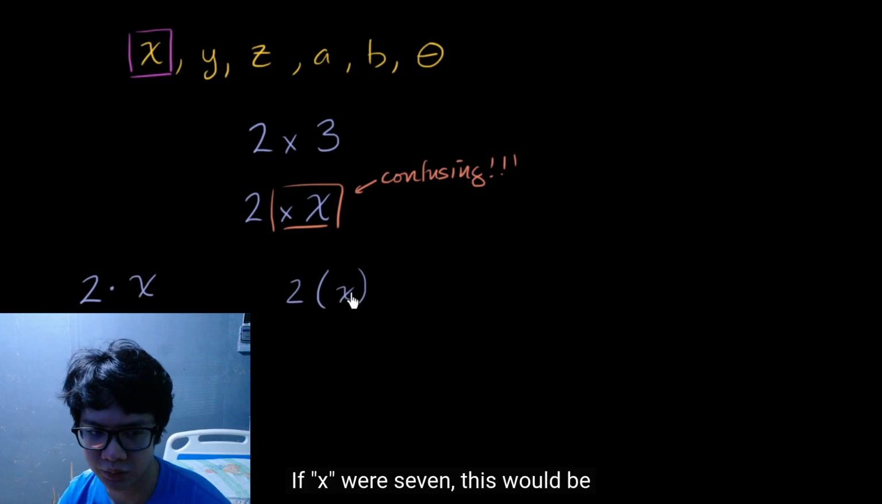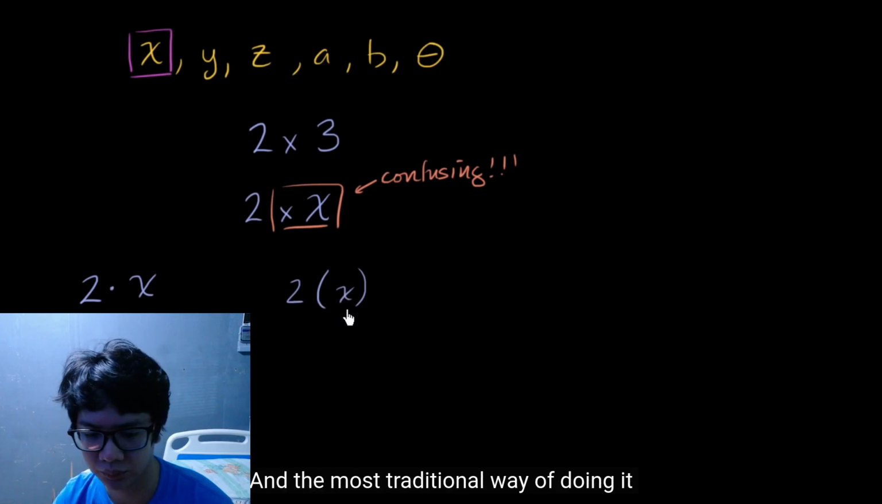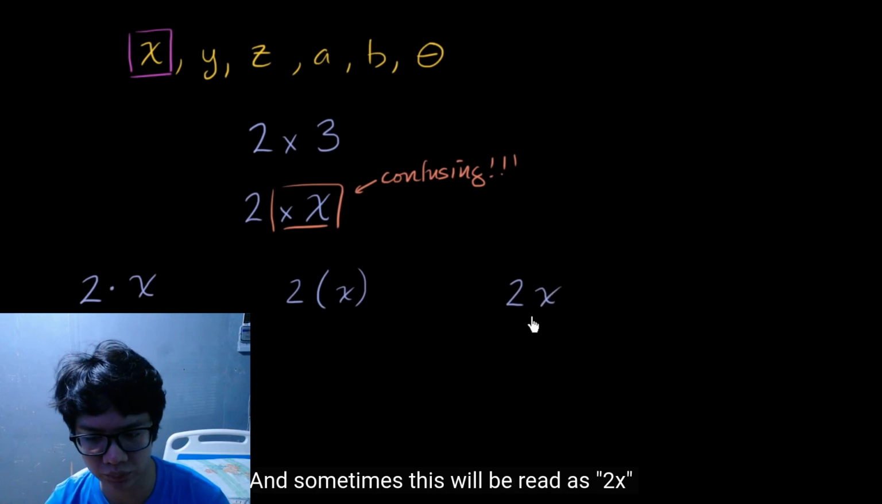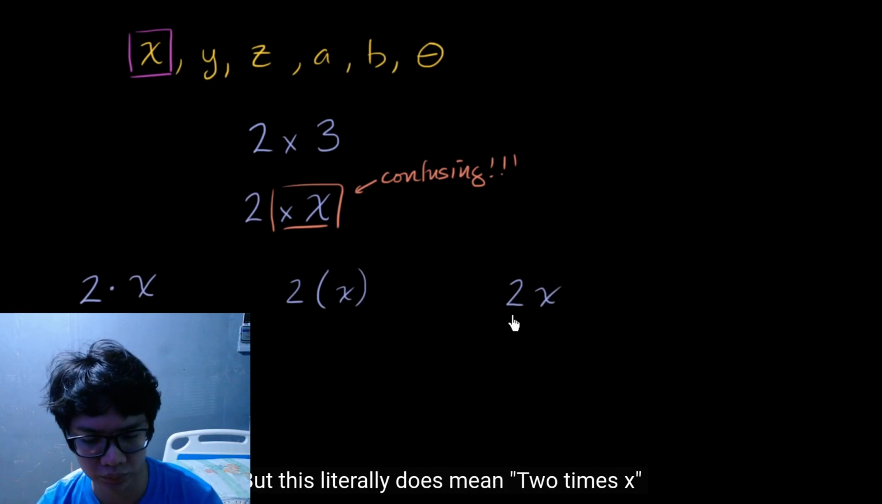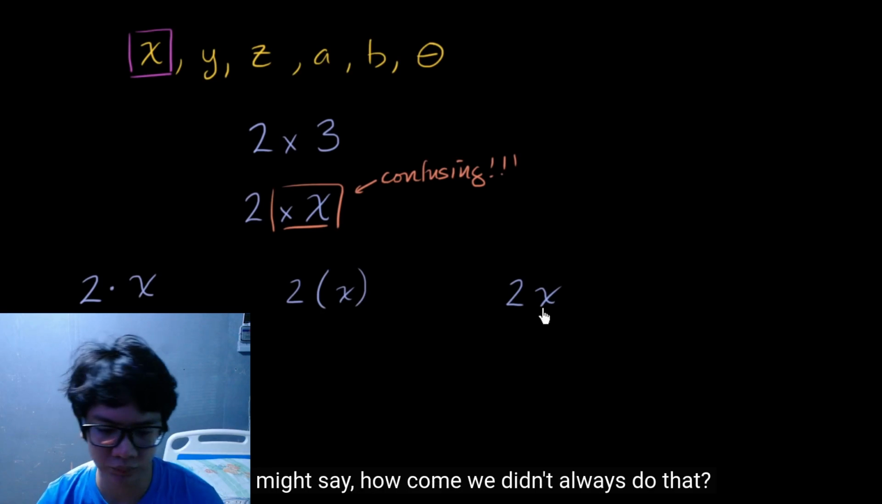Again, if in this situation x were 7, this would be 2 times 7, or 14. And then the most traditional way of doing it is to just write the x right after the 2. Sometimes this will be read as 2x, but this literally does mean 2 times x. And you might say, well, how come we didn't always do that?